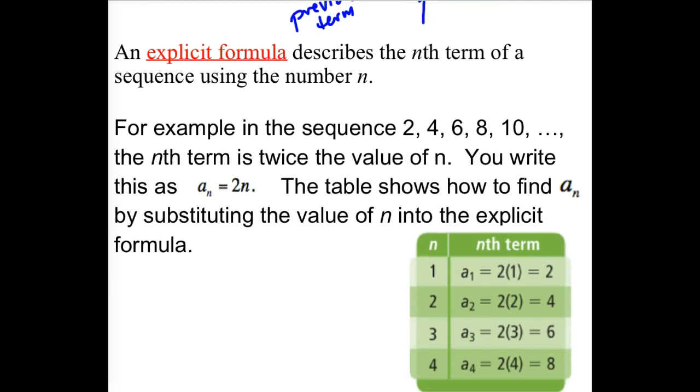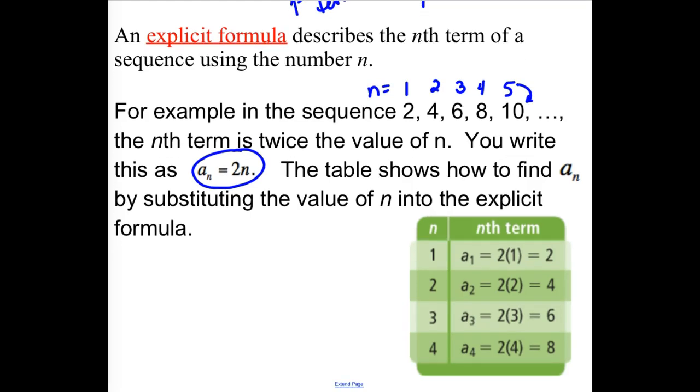All right, so for example, in the sequence 2, 4, 6, 8, 10, etc., the nth term is just twice the value of n. If you think about the position, this would be our first term, second term, third term, fourth term, fifth term. So all we're doing is taking this n value and multiplying by 2 to get the actual number in our list. So we have a formula, a sub n is just twice the position it's in. And the table shows you how those were calculated. So first term is 2 times 1, second term 2 times 2, third term 2 times 3, etc.